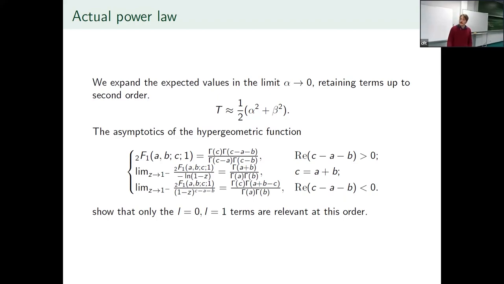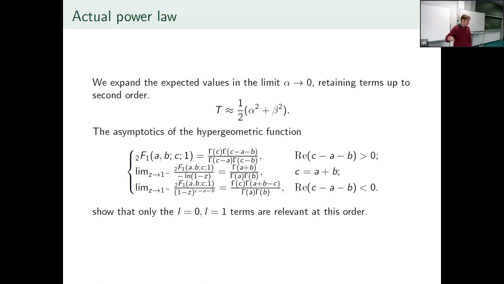And actually, if you look at this and compare with what you have, then you come to the conclusion that you may expand only to this L equal to zero and L equal to one terms in this whole series to get terms that are of order alpha squared, because all the other terms will give you something of higher order, okay?